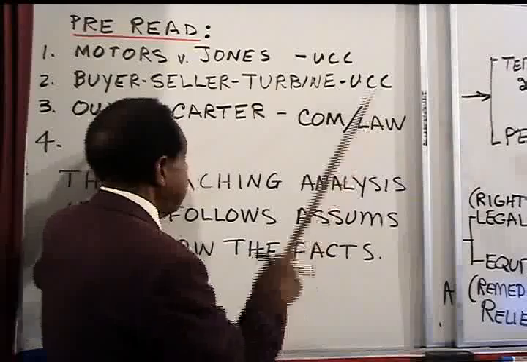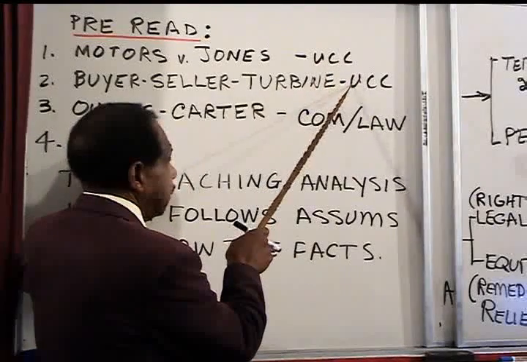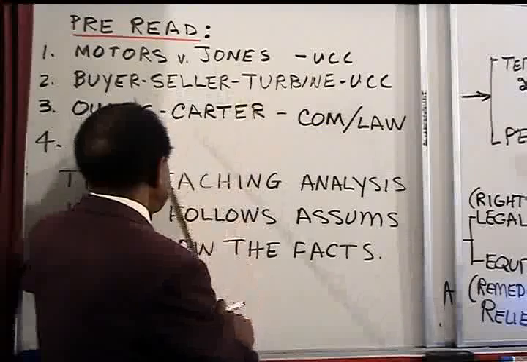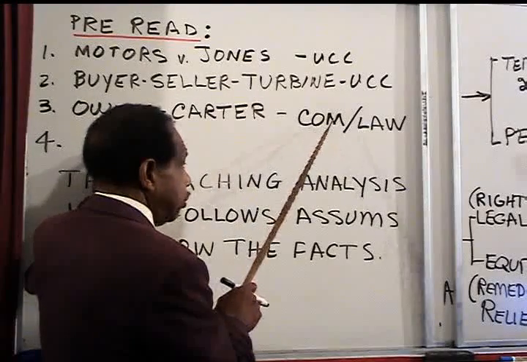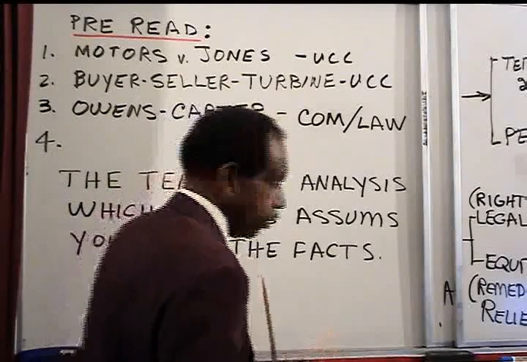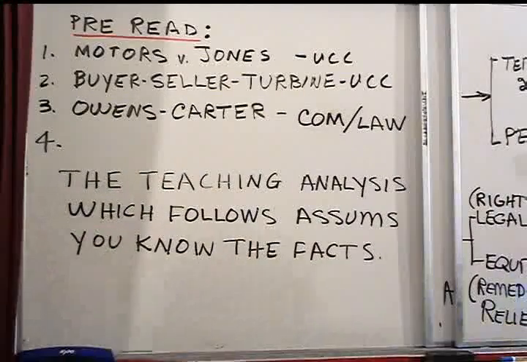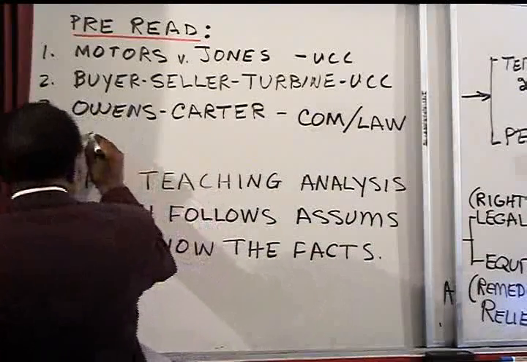The reason I'm going to do the fourth problem is that it's also a UCC problem. The first two, Motors versus Jones and Buyer Seller Turbine, were both UCC problems. The Owens versus Carter is a common law problem. I'll do that in just a minute to show the structure. But I want to do one more UCC problem so you can see the structure. And this problem is the Stan, Barb, Tom problem. It's in your materials.